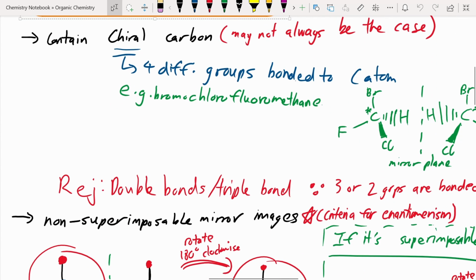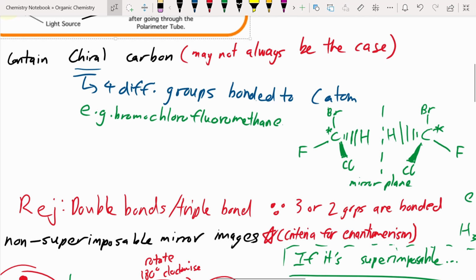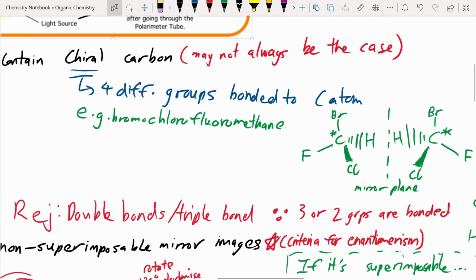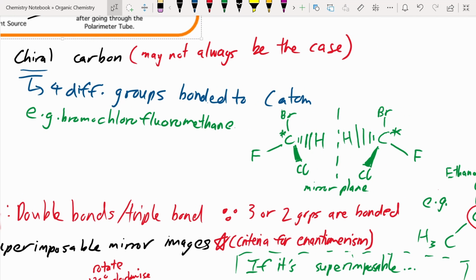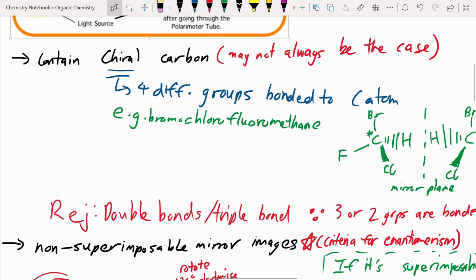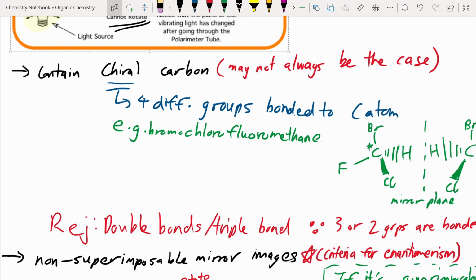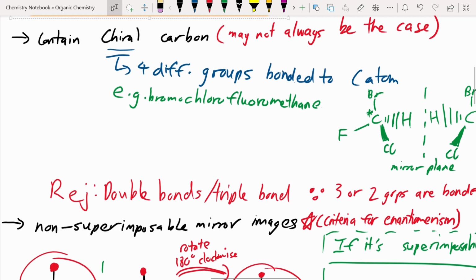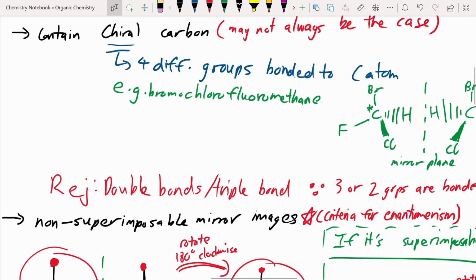Then enantiomers also contain chiral carbon. So this chiral carbon has four different groups bonded to the carbon atom, as seen from bromochlorofluoromethane, whereby there are four different groups bonded to the carbon atom. Okay, I'll talk about it later that not all compounds that contain chiral carbon are optically active substances. We'll talk about it when I talk about meso compounds.